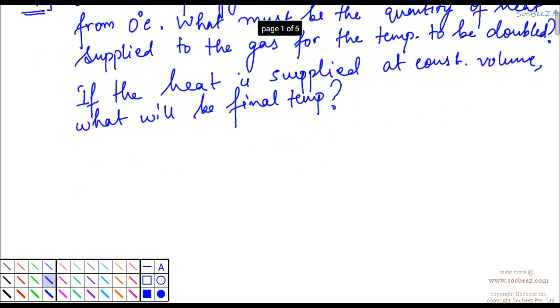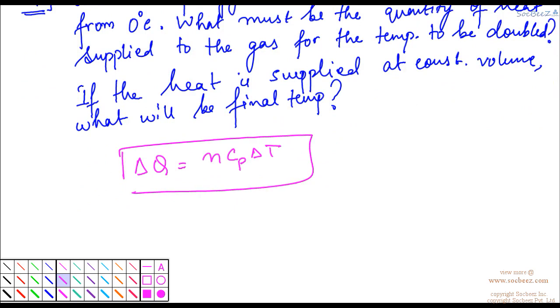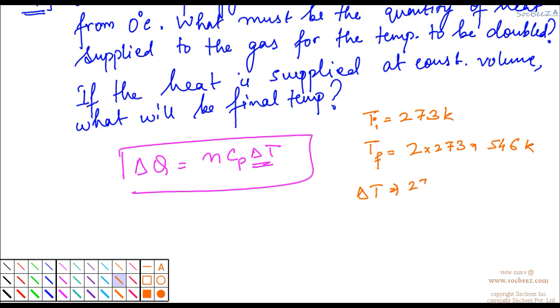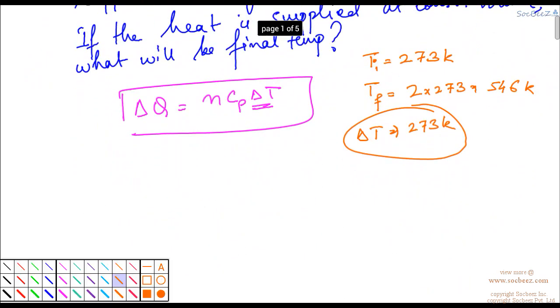In the first case you are doing constant pressure, so the heat supplied would be nCp delta T. The only requirement is to find the final temperature, that is delta T. It says the temperature is doubled. T1 is 273 Kelvin, and the final temperature TF is 2 times 273, that is 546 Kelvin. So delta T is 273 Kelvin. The moles are also given, 1 mole of gas.